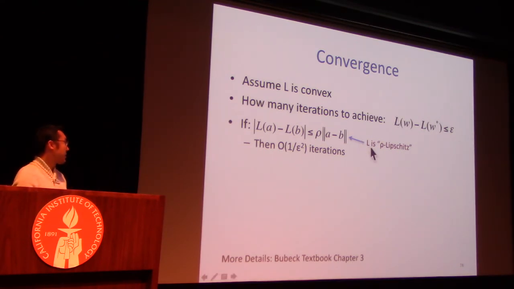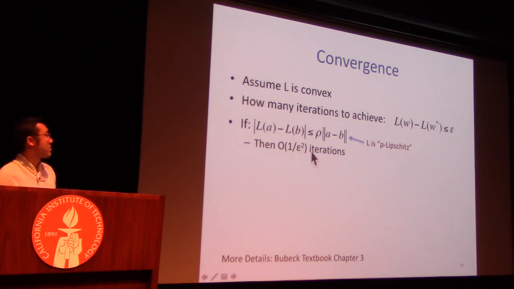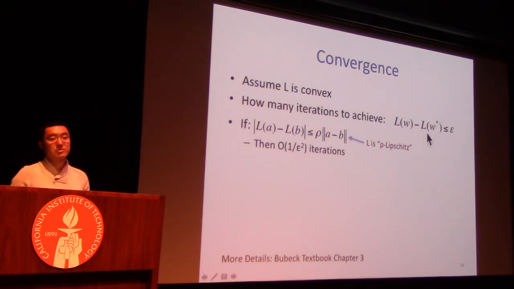There's a concept called Lipschitz, which is the smoothness of the function. If the difference between L of A and L of B is less than some constant rho times the distance between A and B, for all A and B, then this function L is considered rho Lipschitz. And for Lipschitz functions, you need 1 over epsilon squared iterations to get within epsilon of the optimal solution.